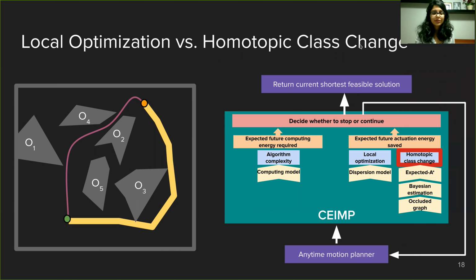And we can intuitively think of a homotopic class change as if the path cannot be warped into the other path because there are obstacles in the way. This is pretty hard to predict since it depends completely on the connectivity of the environment, which we don't want to spend so much overhead measuring that we introduce too much overhead and negate any savings.